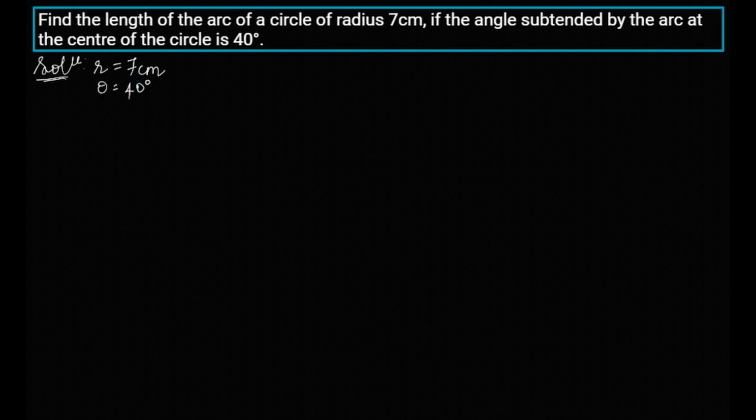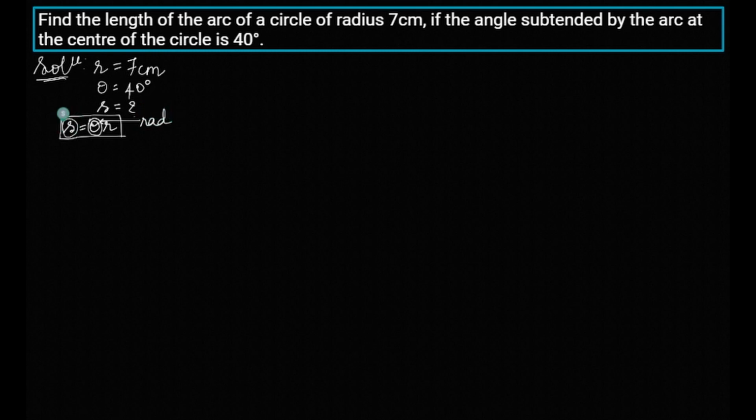We have to find the length of the arc of the circle which subtends an angle of 40 degrees at the center of the circle. So let the length of the arc be S, which we have to find out. For this, we have to use the arc length formula, which is explained in the second theorem. That is, if an arc of length S subtends an angle theta at the center of the circle of radius r, then S is equal to r theta. Here, theta is always in radians. So let us use this formula to find out the value of S.